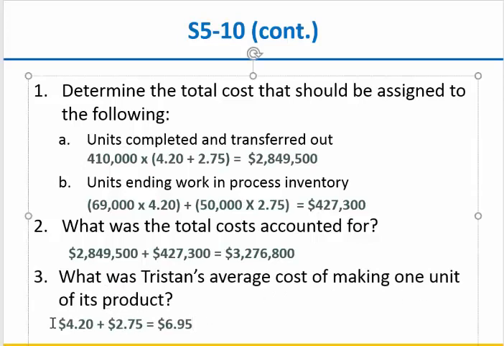Now step 3 is what was the average cost of making one unit of its product. Actually, question 3 is the easiest one, because all you have to do is add $4.20 to $2.75 to arrive at $6.95. Don't forget that $4.20 is the average cost of direct materials per unit, and $2.75 is the average conversion cost for each unit. So you add them and you get the average total manufacturing cost.